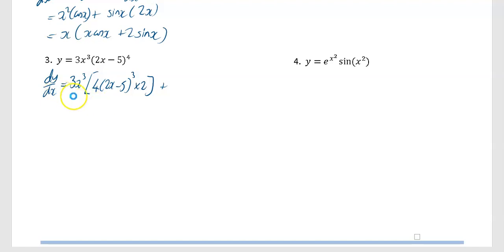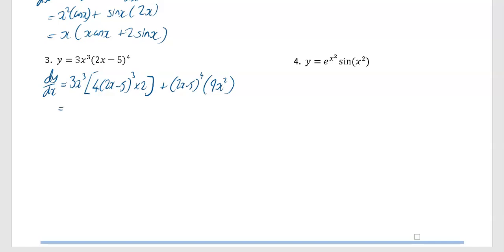This is my u times my dv. Then I'm going to write down my second, which was just 2x minus 5 to the power of 4. And then differentiate the first. So differentiate the first, it was 3x cubed. Differentiate that, you're going to get 9x squared.